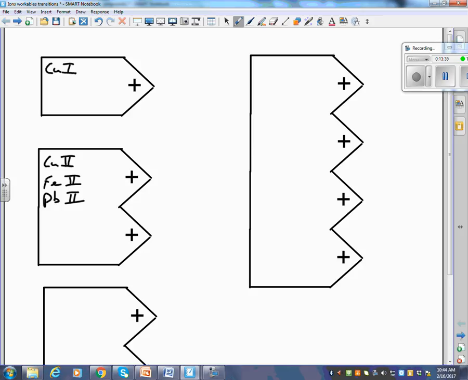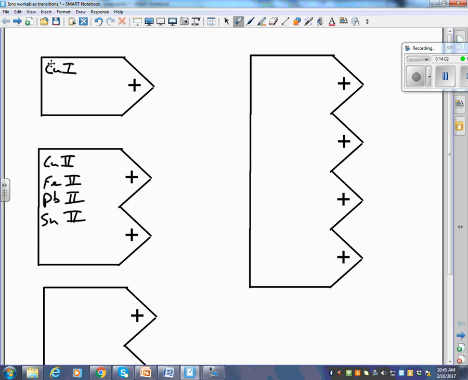Tin, Sn, strontium. Not near as much fun. Fe is iron, ferrous. Au is aurum, gold. Silver, Ag, I think. Okay, so Cu2, Fe2, Pb2, Sn2, right?